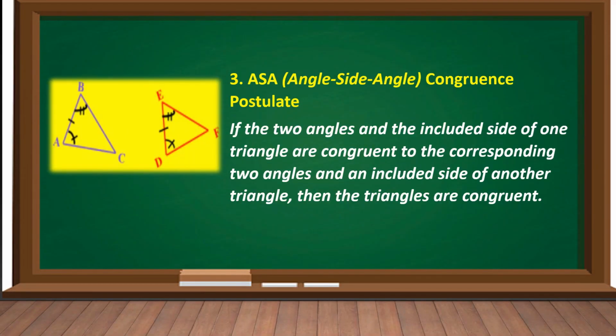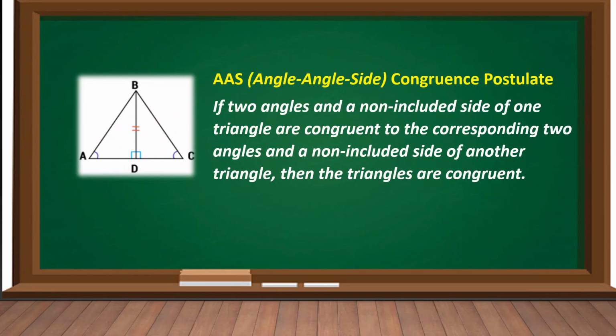In the figure, we have triangle ABC and triangle DEF. For the first triangle, side AB is an included side of angles A and B. And as to the other triangle, side DE is the included side of angle D and angle E.